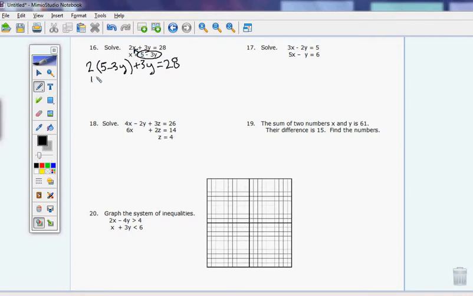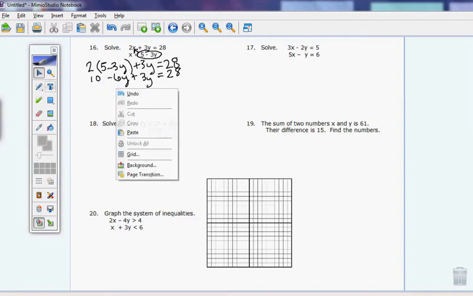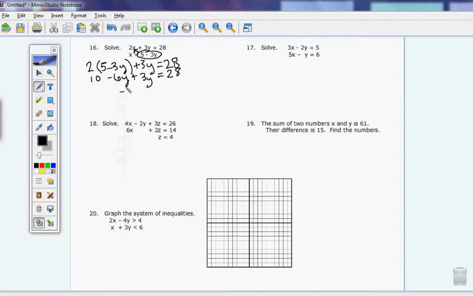So distributing through, I'm getting 10 minus 6y plus 3y equals 28. And then combining like terms, I'm going to get negative 3y. Subtracting 10 from both sides, I'm going to get 18 on the right side. So dividing by negative 3, I will get y equals negative 6.